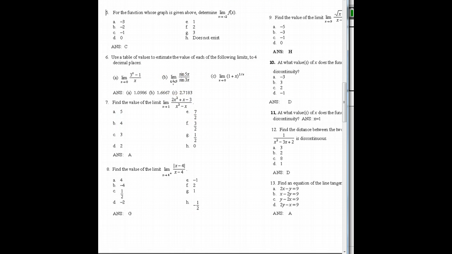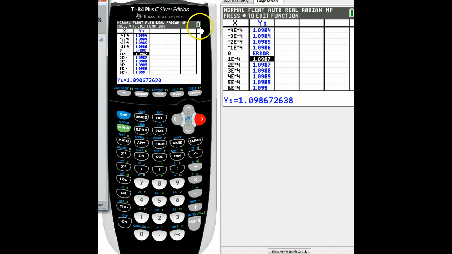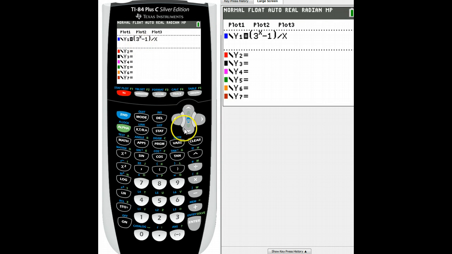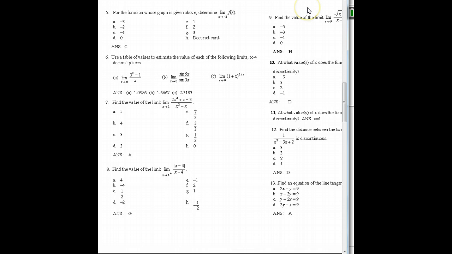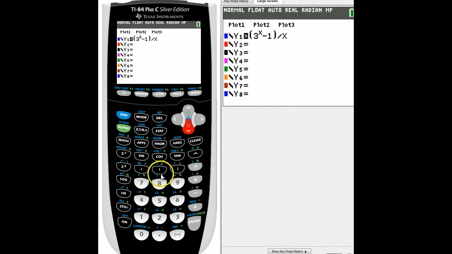So for part B, it's the same process. We just have a different function now, so we're just going to put that function in. You don't even have to erase the first function. You can just put it into the second spot. I forgot what it was already. Sine 5x over sine 3x. So sine of 5x divided by sine of 3x.